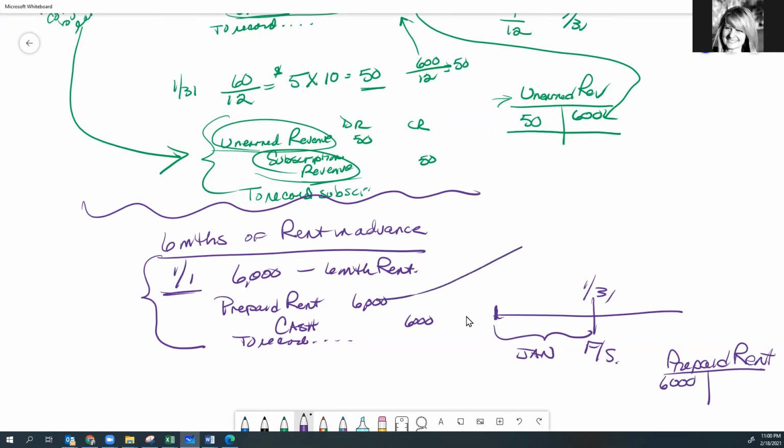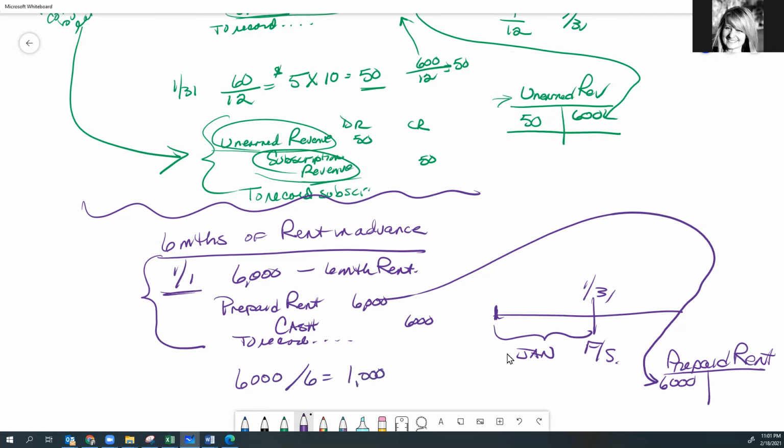And here's where we debited it $6,000. So it has a balance in it of $6,000. But once we've used that, let's say it was for a warehouse, once we've used that warehouse for the month of January, all of that asset doesn't exist anymore. So we had $6,000 and we rented it for 6 months. So that's $1,000 a month.